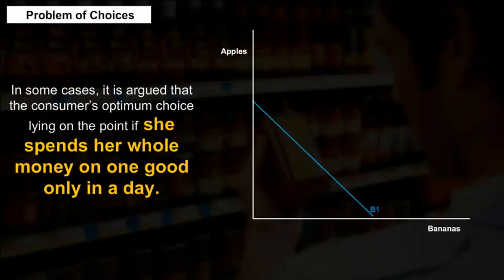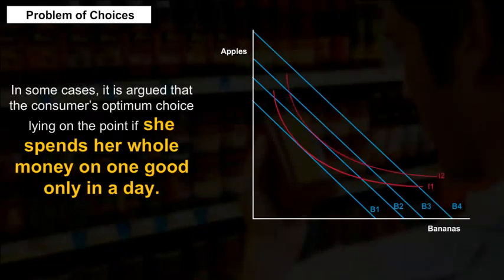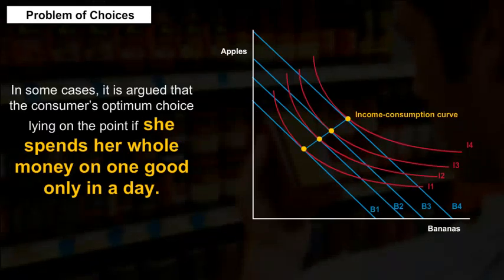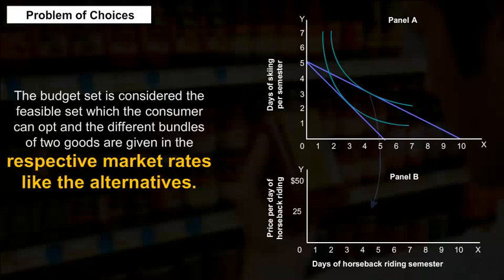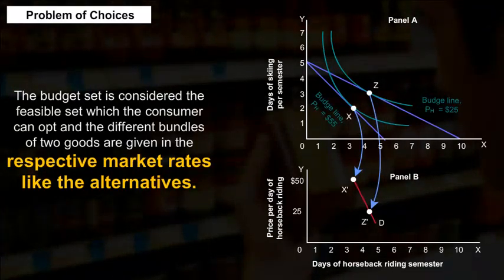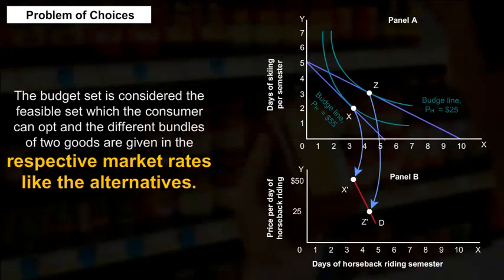Problem of choices. In some cases, it is argued that the consumer's optimum choice lies at the point where she spends her whole money on one good only in a day. The budget set is considered the feasible set which the consumer can choose from, and the different bundles of two goods are given at the respective market rates, like the alternatives.